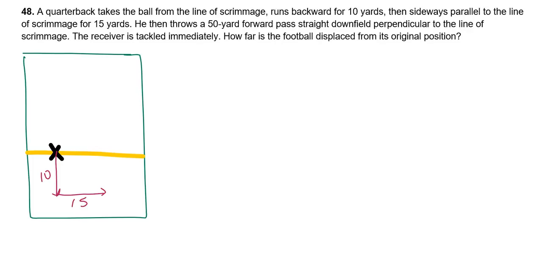And then throws a 50-yard forward pass straight downfield, perpendicular to the line of scrimmage. So straight downfield is this way, and it's perpendicular to the line of scrimmage, which is important. And this one is 50 yards. So then the receiver is tackled immediately. So the final position of the ball is where it is thrown to. So basically, how far is the football displaced from its original position?